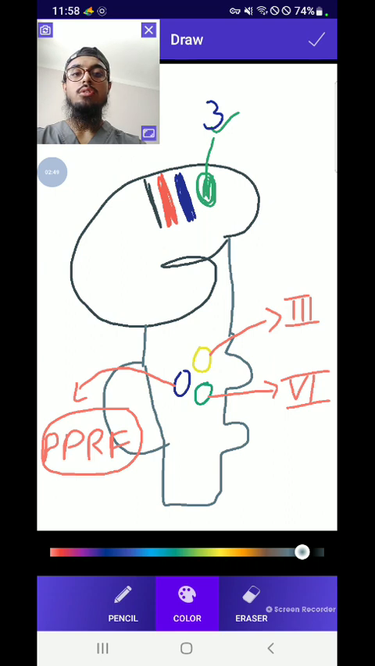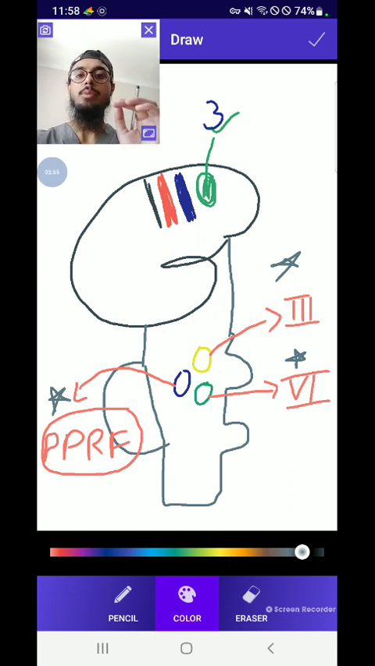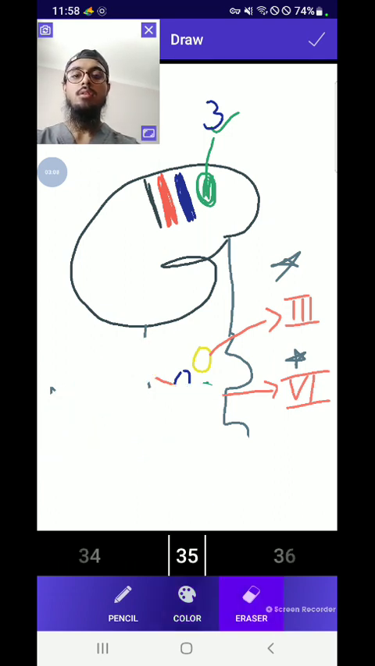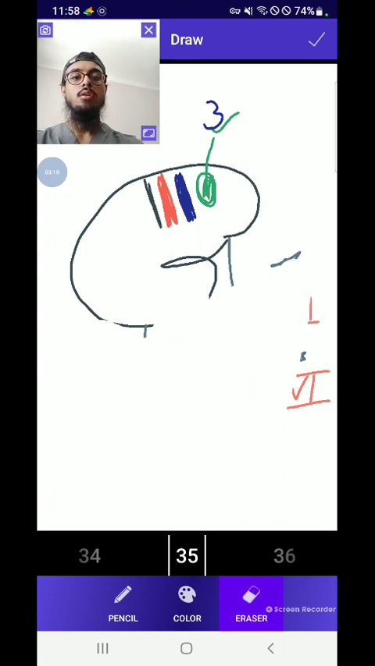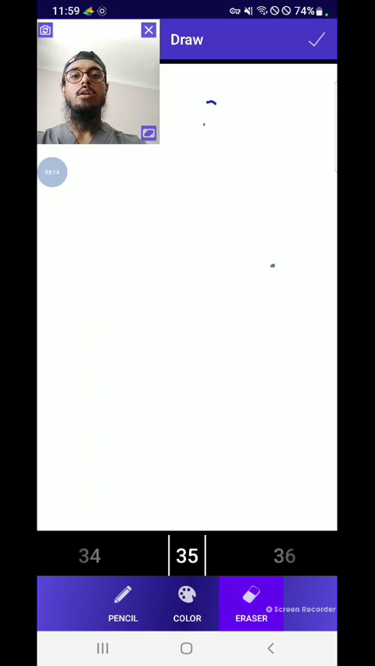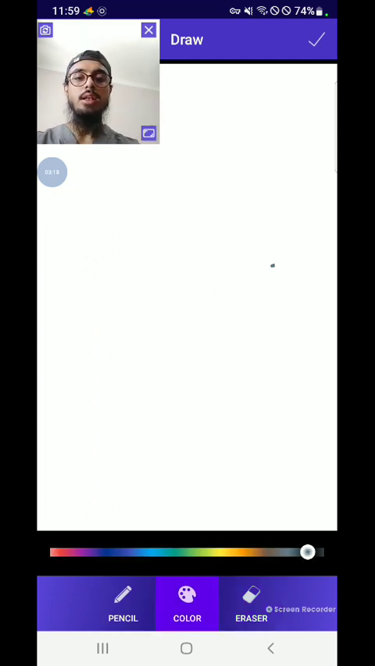So this one and this one, all these structures participate in frontal eye field pathways. So now I go on to explain the pathways of the frontal eye field. I remove this and now I draw another diagram and label it.